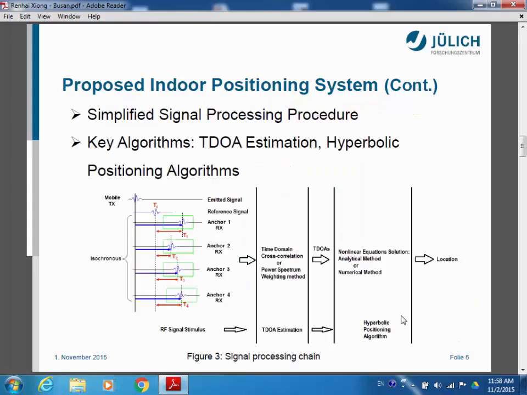In the signal processing procedure, as I said, a minimum of 4 receivers are used in this application. The time difference between pairwise receivers can be receiver 1 to receiver 2, receiver 1 to receiver 3, and so on. The main algorithms in this signal processing procedure are TDOA estimation and the hyperbolic positioning algorithms.